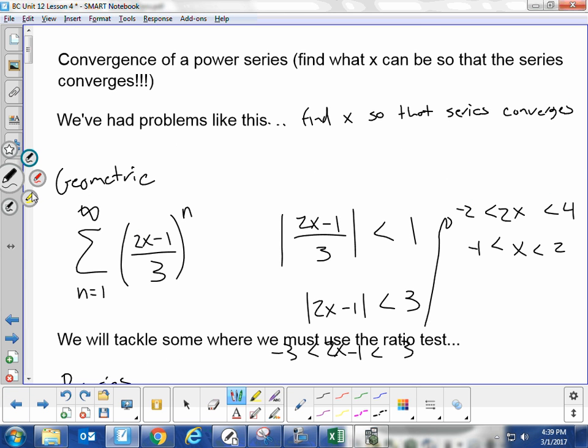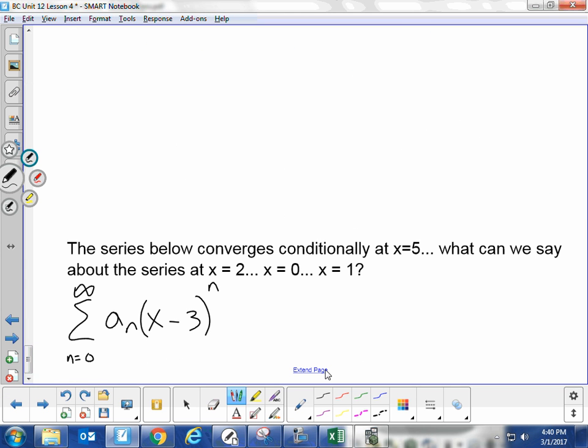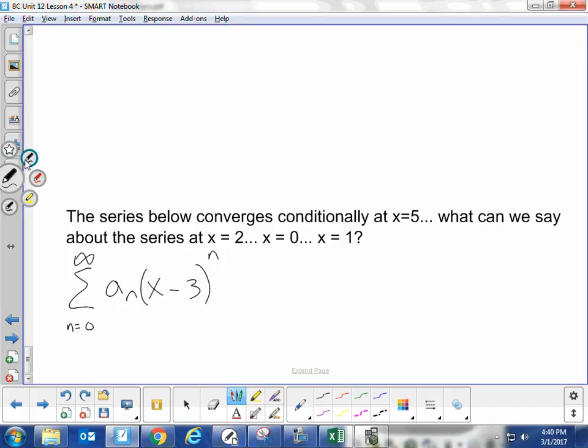Final question is this one. This is a good question. So the series below converges conditionally at 5. What can we say about the series at 2, 0, and 1? So if we converge conditionally at 5, this is a situation where the radius of convergence would have to be 2. So we'd have a situation where, at 3, of course, we'd be convergent because we'd have a sum of a bunch of zeros. But we go up to 5 and we converge. Well, that means I would go down to 1, and I don't know if I would converge or not, but I do know that in between 3 and 5, I would converge for sure.